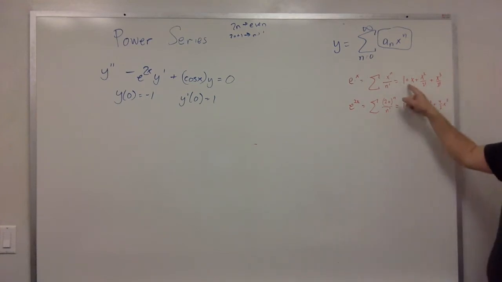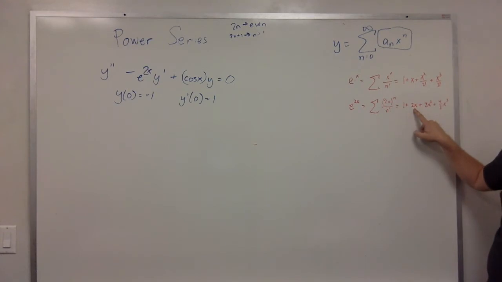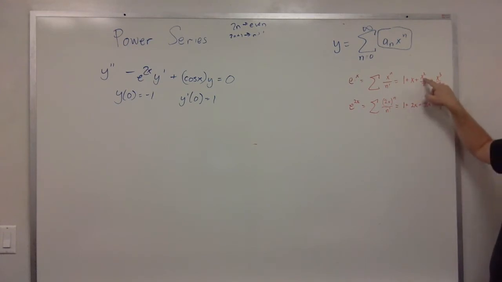I'm going to replace every instance of x by 2x, so that x becomes 2x. When I square 2x, it becomes 4x squared, but divided by 2 gives me 2. When I cube 2x, it gives me 8. 8 divided by 3 factorial. 3 factorial is 6. 8 divided by 6 is 4/3.